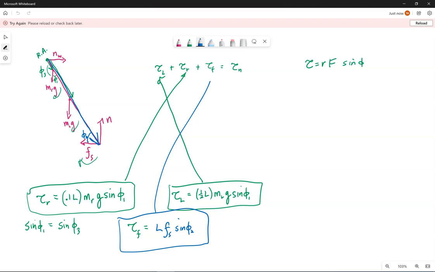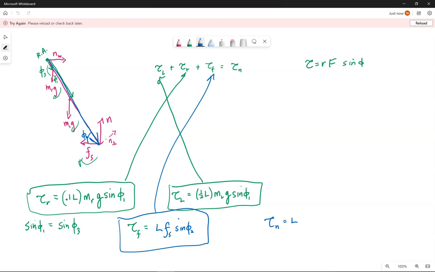This would go in there. Finally, we would have to account for the torque due to the normal force with the ground. That normal force has a component that is perpendicular to that ladder. This normal force can be thought of as having this perpendicular component to the ladder. And that's why we would have to account for the torque.